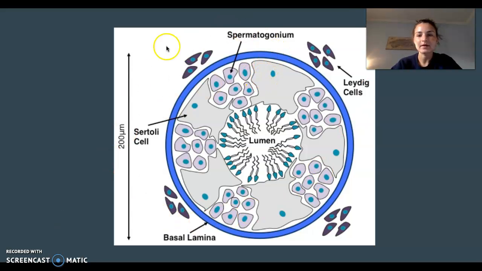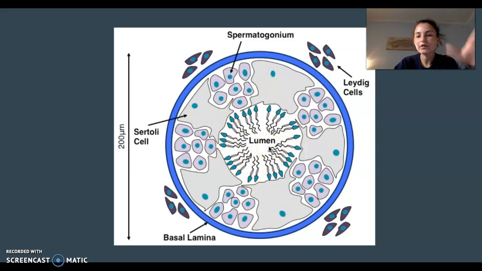So this is just a better schematic of what I was discussing earlier. It makes it a little bit clearer when discussing the basal lamina and then the apical membrane. So we have the spermatogonium here, and then surrounding it are Sertoli cells. You can see the basal lamina labeled on the outside in this blue color, and then the lumen in the center, and you can see the more mature sperm in the lumen.